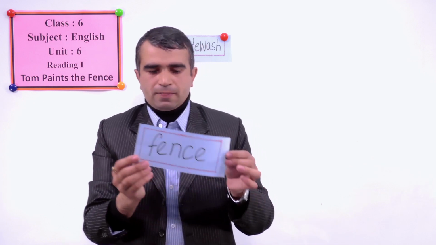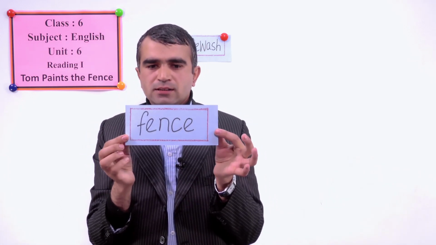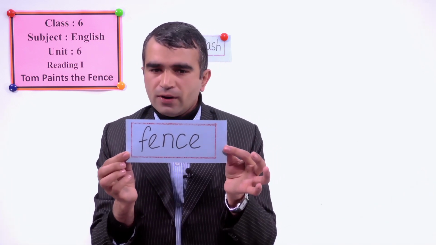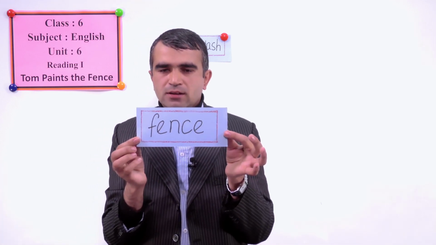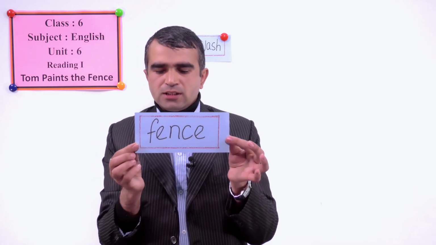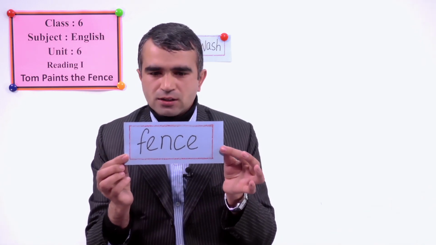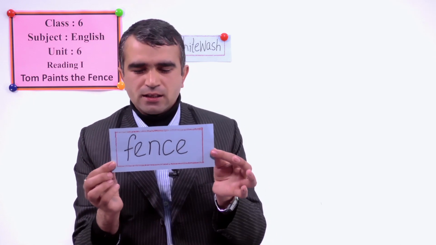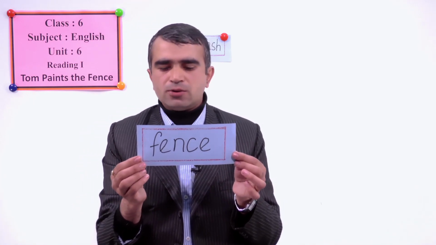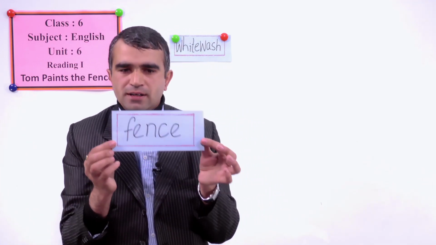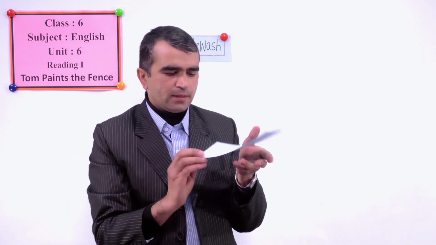Now the second one. Can you pronounce this or spell it first? F-E-N-C-E. Fence. Pronounce it, please. Fence. The word is there in the title as well, isn't it? So this is F-E-N-C-E. Please try pronouncing it. Fence. Fence is a barrier that serves to enclose an area, a barrier or something that works as a barrier.